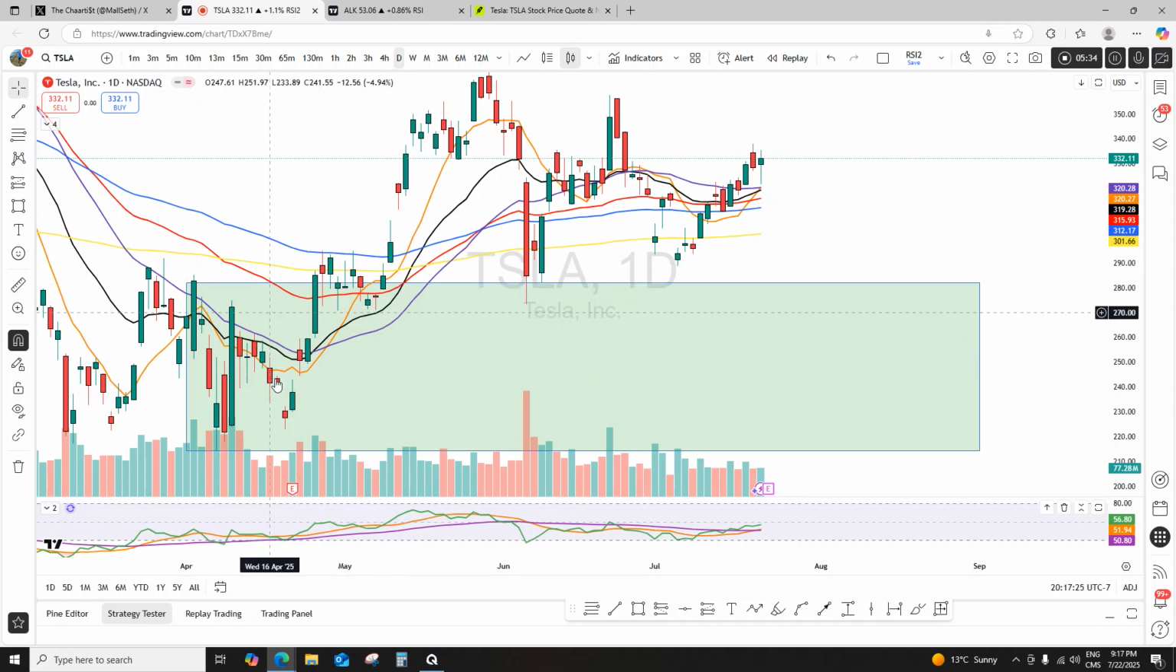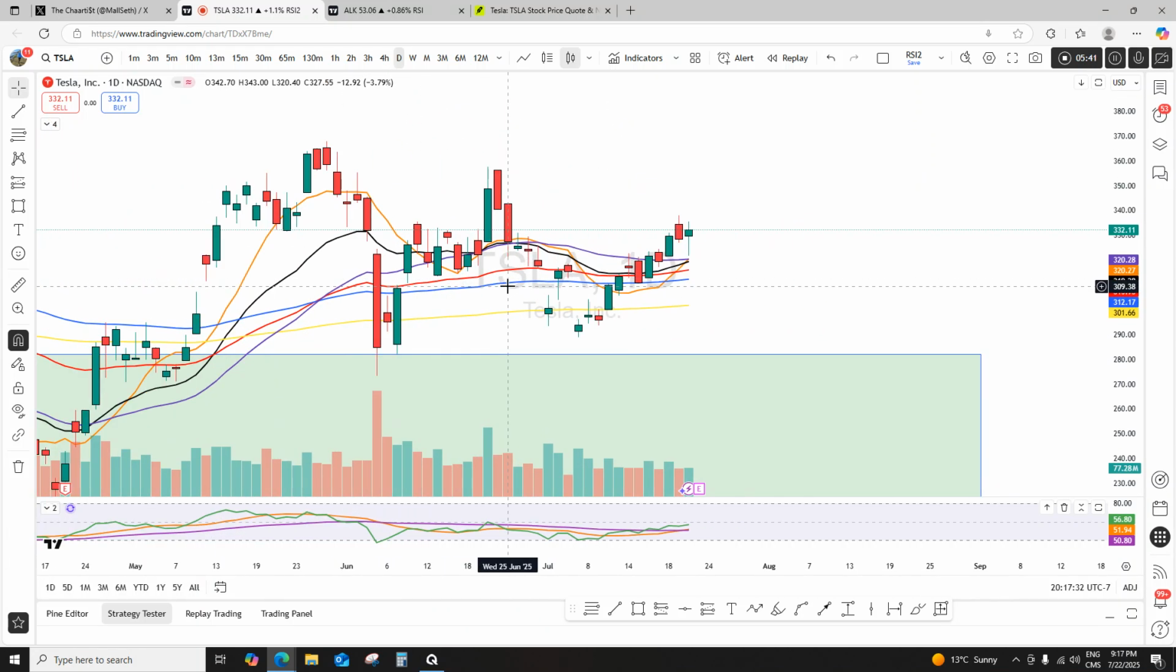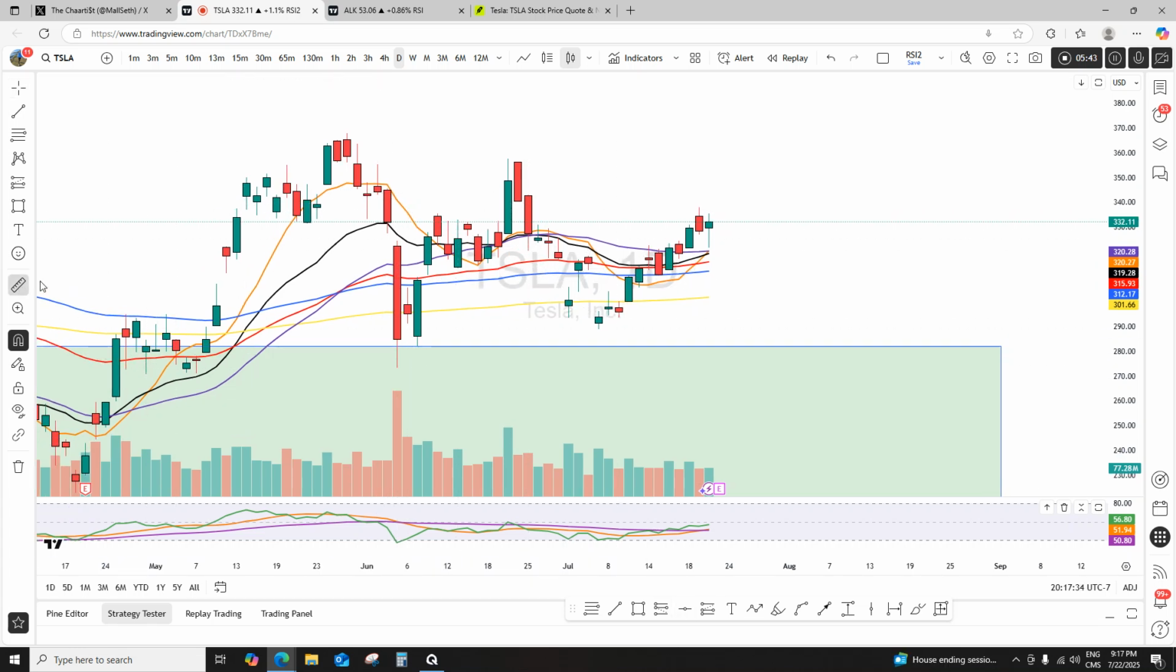But all this planning was done before entering at this level. Okay. Now let me show you this as well. So from here, look at the fall, 25.7%, almost 26%.